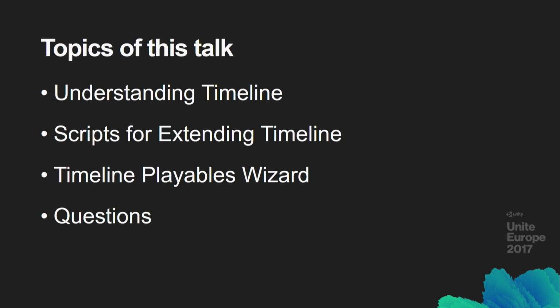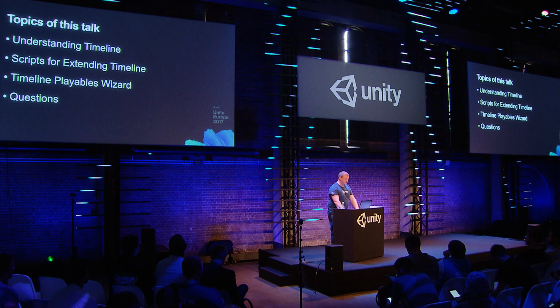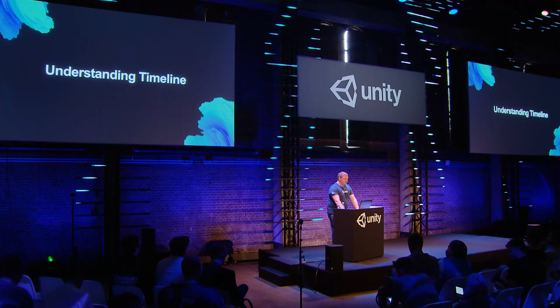It's split into 4 sections, the first of which is going to be me explaining a little bit of background about what timeline is doing behind the scenes. Then we'll be running onto the scripts that you actually need to create in order to extend timeline. After that, I'm going to talk about the Timeline Playables Wizard, which is a tool that's been made so that it can create parts or sometimes even the entire scripts for you so you don't have to write as much code. And then at the end, we'll do some questions. OK, so the first topic that we're going to talk about is understanding timeline.